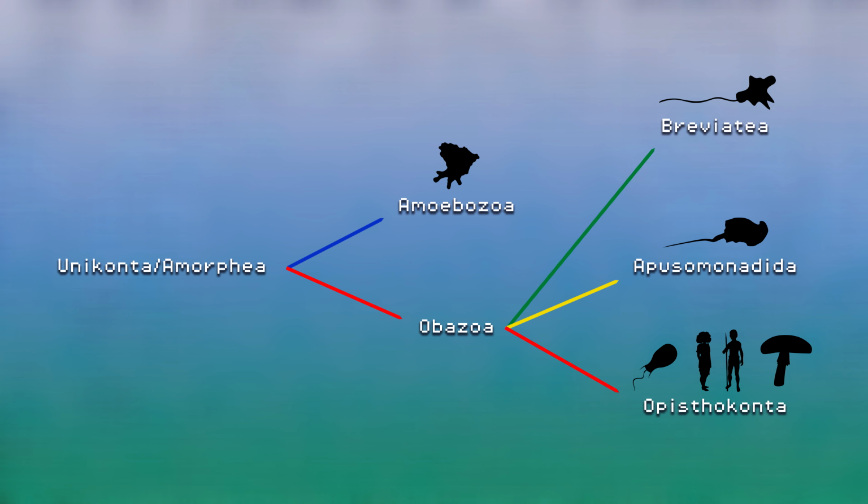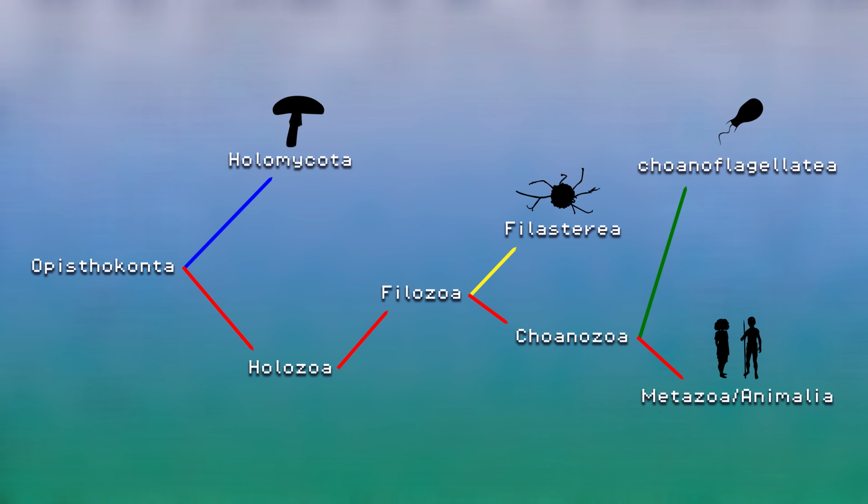The Opisthoconts belong to the clade of life that includes animals, fungi, and choanoflagellates. Then 1 billion years ago, it split into Holomycota, which is the clade containing fungi, and Holozoa, which is the clade containing animals and their single-celled cousins. Filozoa split from Holozoa 782 to 900 million years ago. Then Filozoa split into Filasterea and Choanozoa. And then Choanozoa split into Choanoflagellata and Metazoa, or Animalia, meaning every life form in the next video will be an animal.